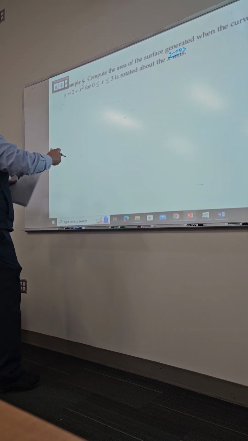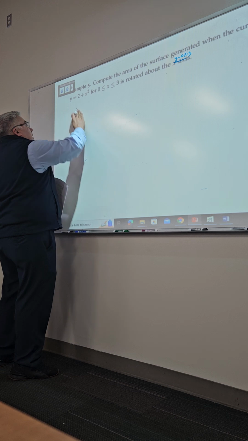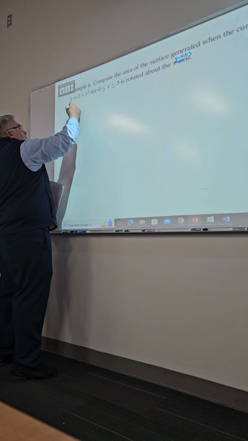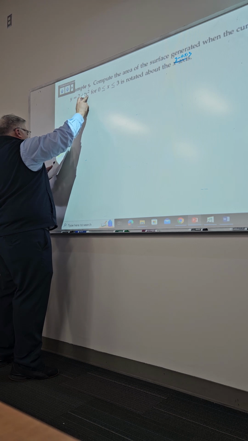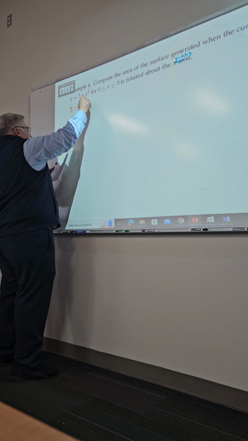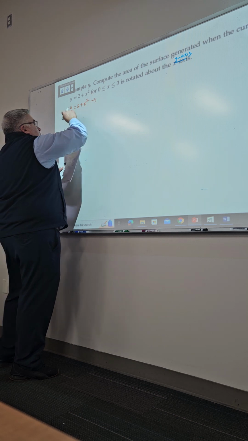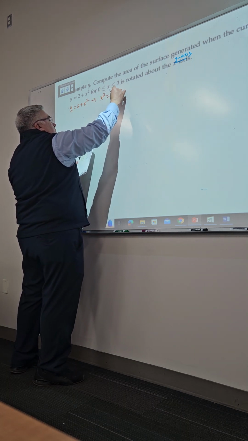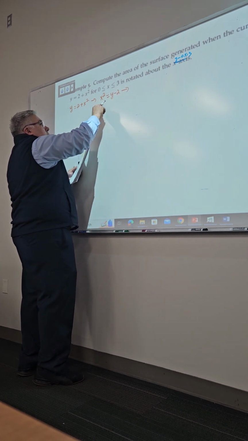So if that's the case, then we gotta solve for what, class? X. Okay? So we solve for x, we're gonna subtract the 2, right? And then take the square root. Let me just write it out. Y equals 2 plus x squared. Subtract the 2, that's gonna be x squared is equal to y minus 2. And then you take the square root on both sides.